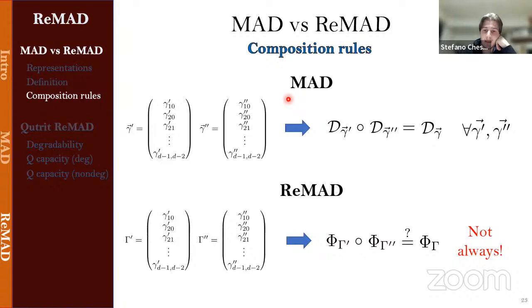We've seen that multi-level amplitude damping channels are closed under channel composition, irrespectively of the input damping parameters. This doesn't hold anymore in general for resonant multi-level amplitude damping channels. In general, a composition of two resonant multi-level amplitude damping channels is not anymore a resonant multi-level amplitude damping channel.